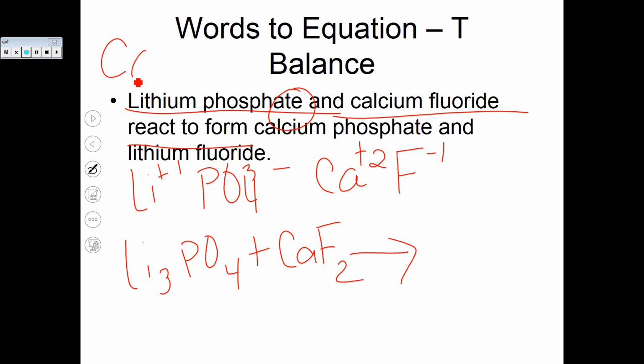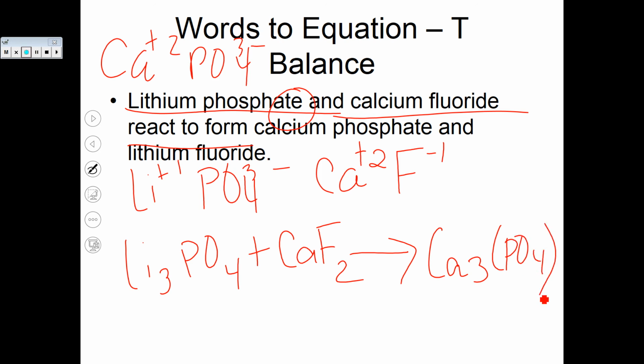Do it up here. Calcium is Ca plus 2. Phosphate is PO4 3 minus. So this becomes Ca3(PO4)2. It's a long formula. And then lithium fluoride. Lithium, fluorine. And again, if I'm going too fast, you are free to pause, go back, fast forward, rewind, whatever you need to do.